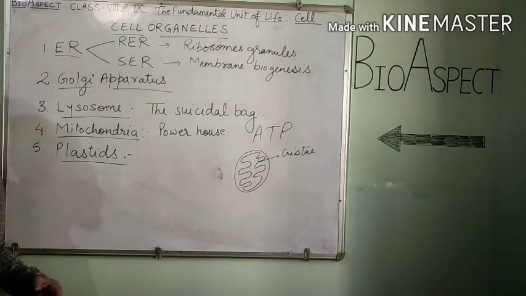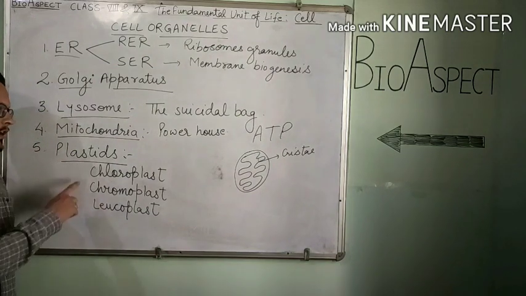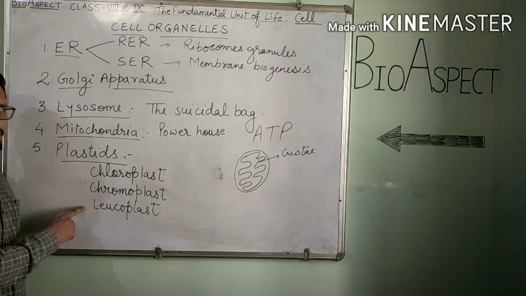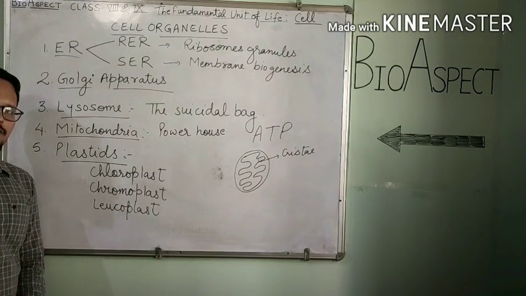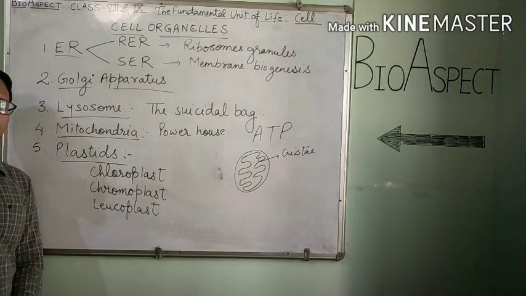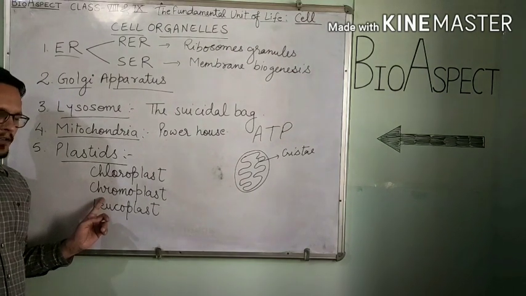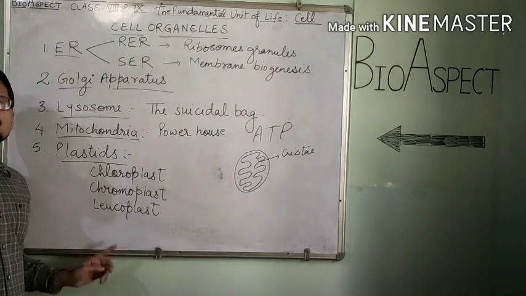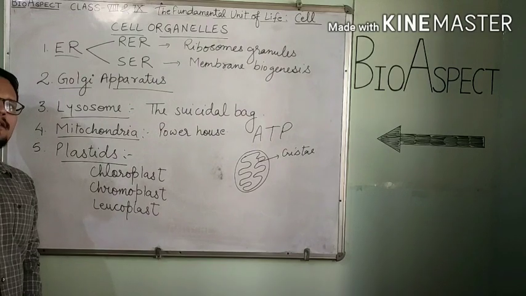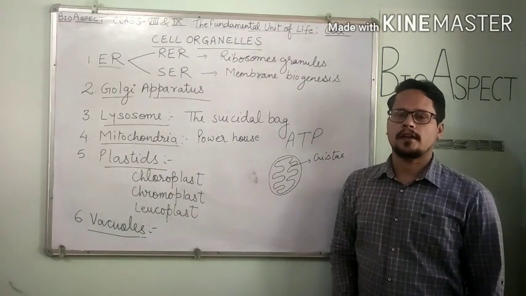Plastids are only found in the plant cell. There are three kinds of plastids present in a plant cell: chloroplast, chromoplast and leucoplast. Chloroplast has a green pigment called chlorophyll, which is useful for the process of photosynthesis, and it provides green color to the plant parts. Chromoplasts provide different colors other than green color. The next one is leucoplast, which is a colorless plastid, and its function is to store food like oil, starch and protein. Number 6th cell organelle is the vacuole.